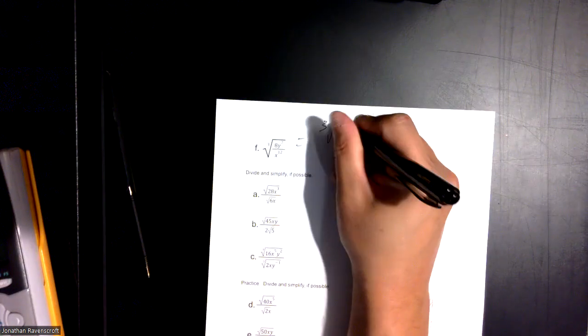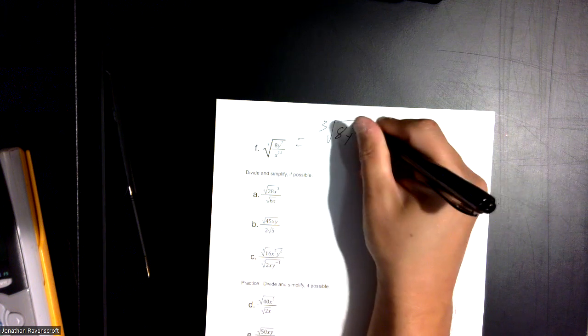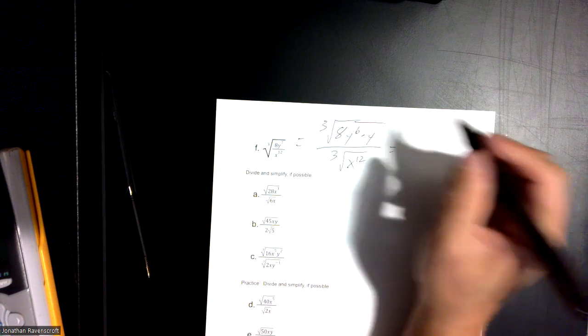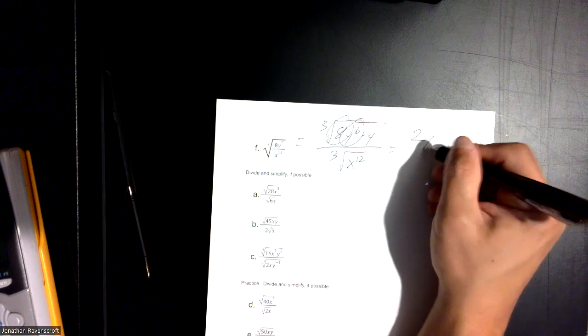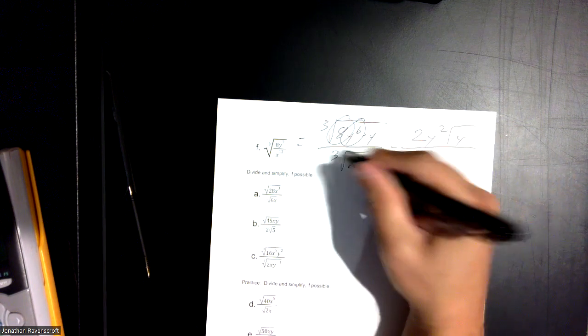This is the cube root of 8. Y to the 7th, I'll change to y to the 6th times y over the cube root of x to the 12th. The cube root of 8 is 2. The cube root of y to the 6th is y squared. This stays under there. The cube root of x to the 12th is x to the 4th.